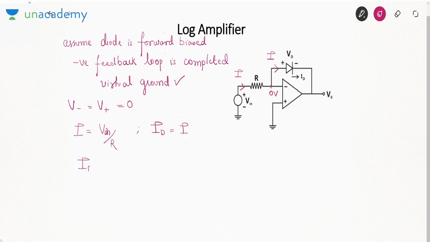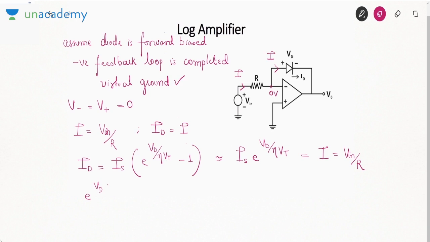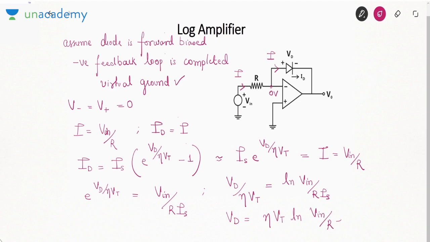But what is the equation of diode current? It is saturation current Is times exponential of Vd by eta Vt minus 1, or approximately we can say Is e to the power Vd by eta Vt, which is equal to I, or you can say Vin by R. Now exponential Vd by eta Vt will be Vin by R Is. Take log on both the sides. Vd by eta Vt is log of Vin by R Is. That means the diode voltage is eta Vt log Vin by R Is.